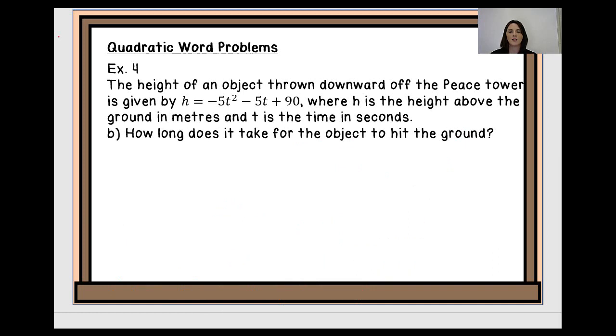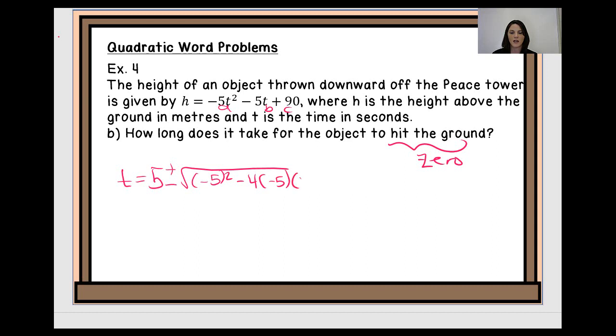How long does it take the object to hit the ground? So when you see hit the ground, you know we're looking for a 0. We're going to use our quadratic formula and substitute in to find our 0. So t is equal to negative b, so negative 5, and we have a negative, so it's just 5, plus or minus the square root of negative 5 squared, minus 4 times negative 5 times 90, all over 2 times negative 5. Okay, go ahead and simplify.